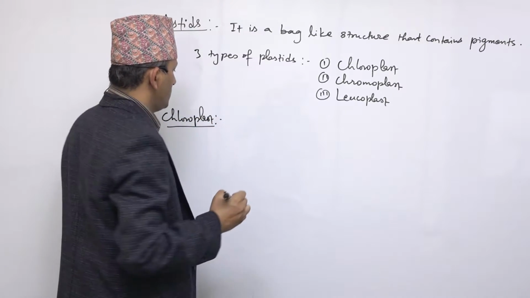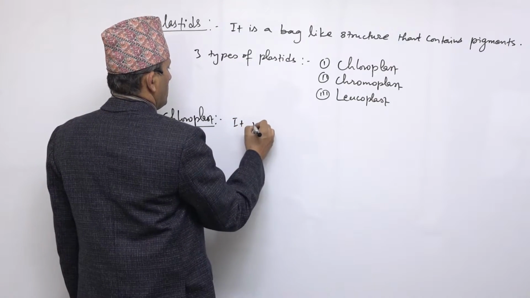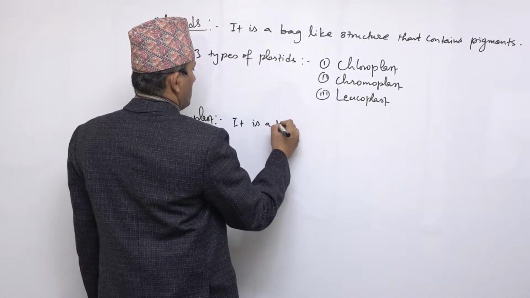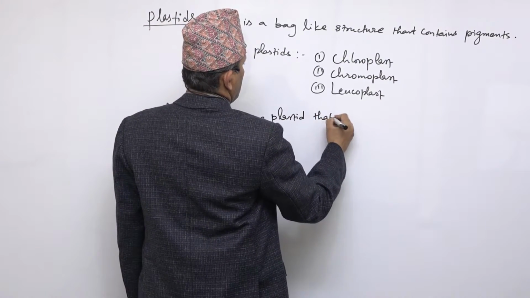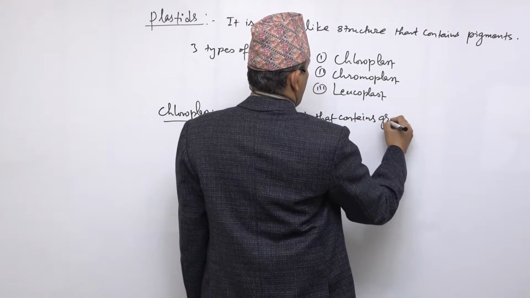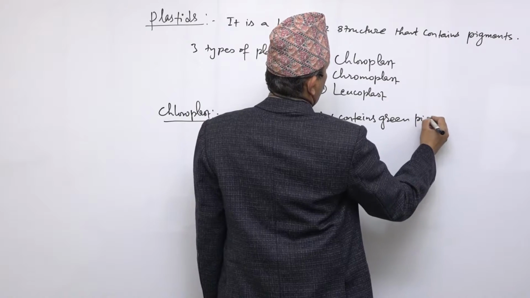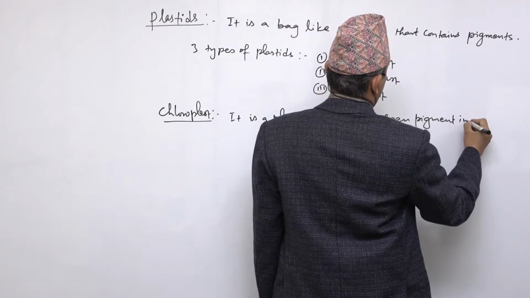Chloroplast. So it's a plastid that contains green pigment inside it.